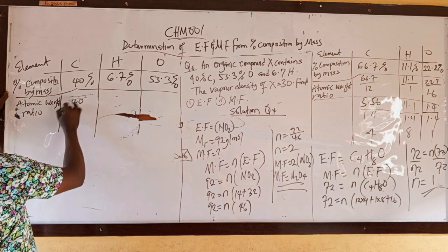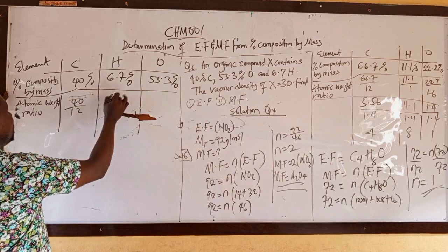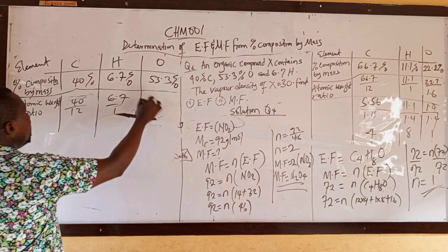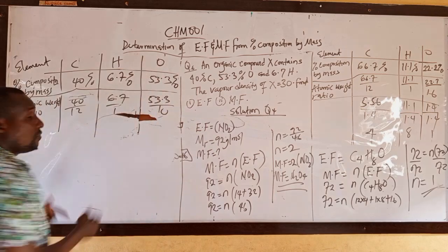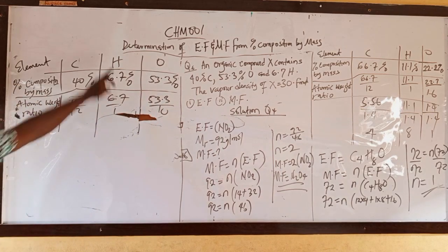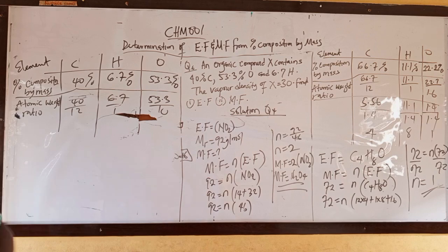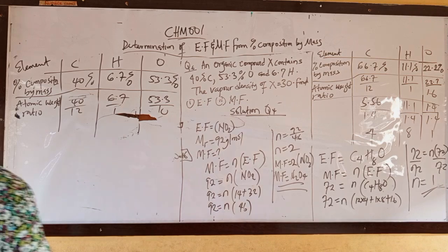40 over 12 for carbon, 6.7 over 1 for hydrogen, 53.3 over 16 for oxygen. The mass number of oxygen is 16, the mass number of hydrogen is 1, the mass number of carbon is 12. Take note of that.